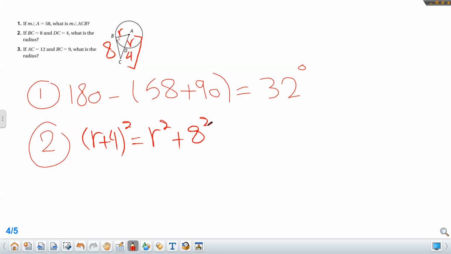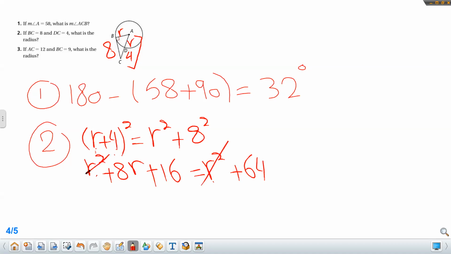So we can expand (R plus 4) all power 2. How? First times first, second times second, then first times second times 2. So I can say R times R, R power 2. Then first times second times 2, R times 4 times 2, which is 8R. Then second times second, 4 times 4 is 16, equals R power 2 plus 8 power 2, which is 64. Then you can note that R power 2, you can cancel them. So 8R plus 16 equals 64.